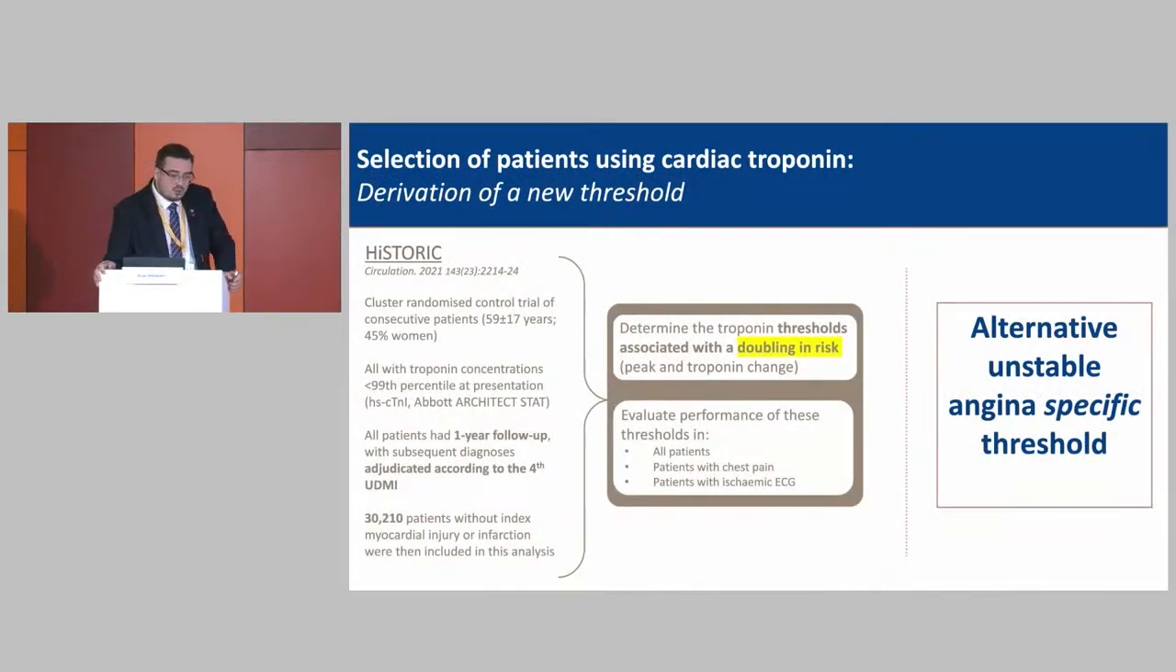So in the HISTORIC trial, we looked at a total of 31,000 patients who did not have index myocardial infarction or myocardial injury. And we decided to look at the thresholds of peak and delta, or troponin change, that were associated with a doubling in your risk of having a myocardial infarction or cardiac death at 1 year. We then evaluated the performance of these thresholds in all patients, and then in patients that were combined with clinical criteria such as ischemic chest pain and ischemic changes on the ECG.